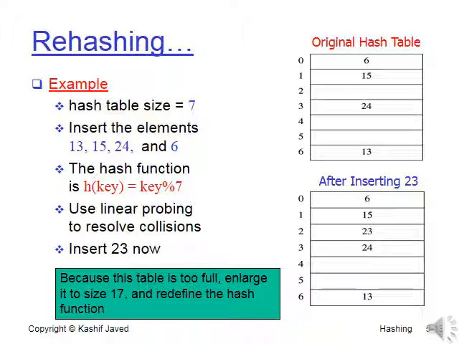So let's insert 23 now. Once inserted, the load factor equals 5 divided by 7, which equals 0.71. Because this table is too full, we need to enlarge it. And let's pick size 17 and redefine the hash function.